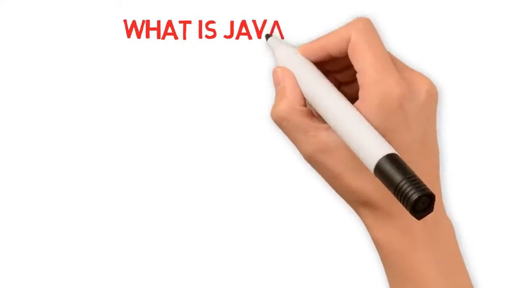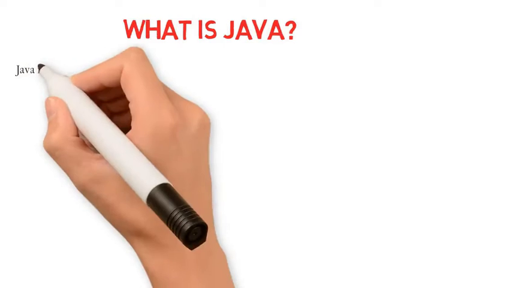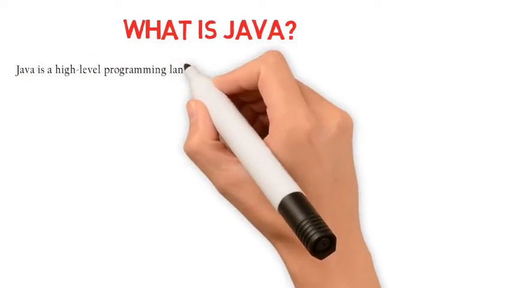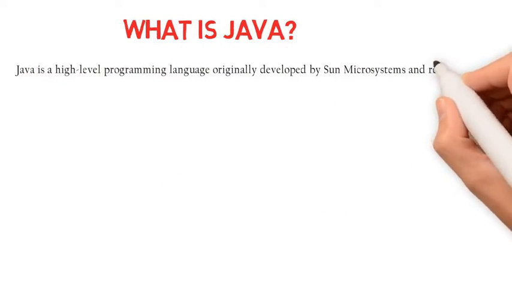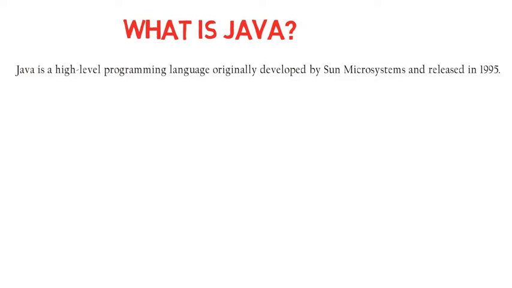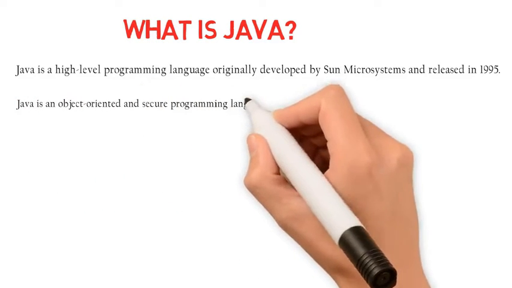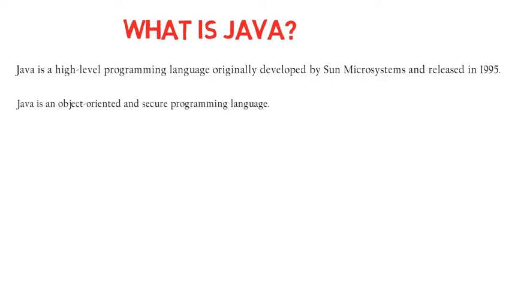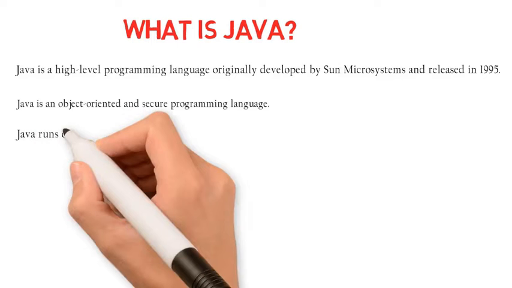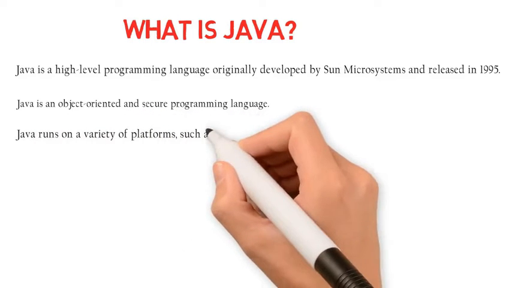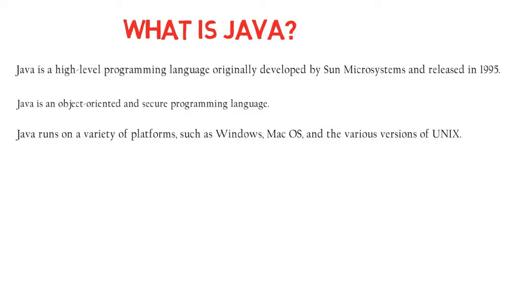Firstly, we will see what is Java. Java is a high level programming language. It was originally developed by Sun Microsystems and released in 1995. It was developed by James Gosling and his team. Java is an object-oriented and secure programming language. Everything in Java is in the form of objects and classes. We need to create objects and we need to create classes also.